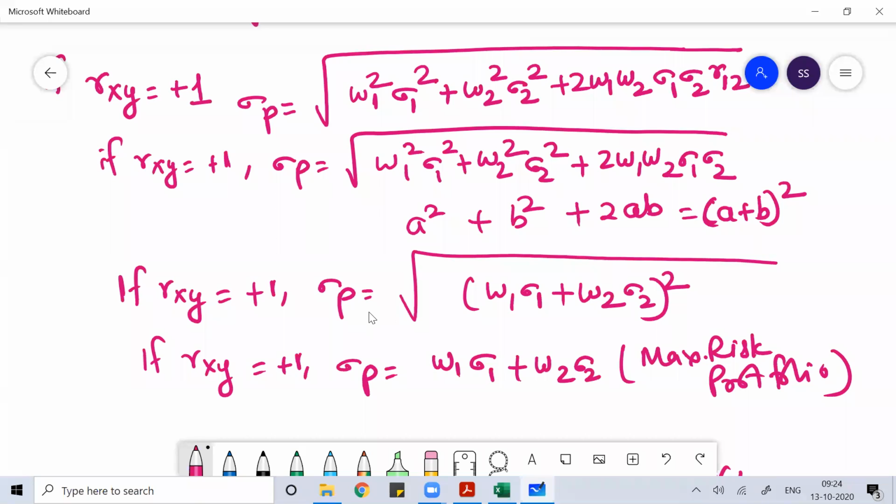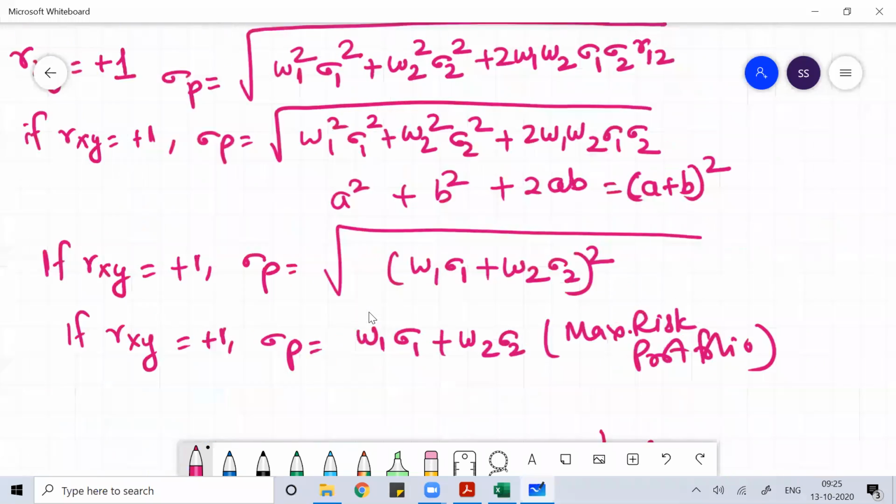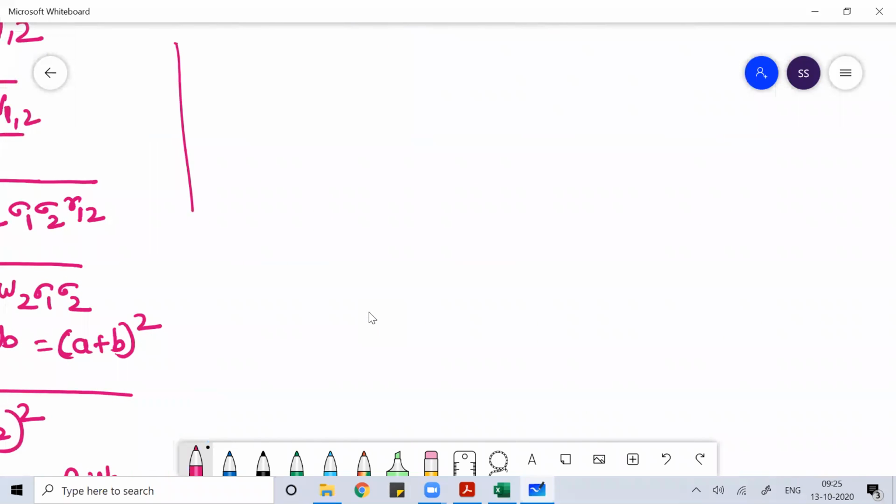So that's why I told you, whenever you create a portfolio, you have to make sure that the coefficient of correlation between the two stocks in the portfolio should be minimum. Okay, so remember this.